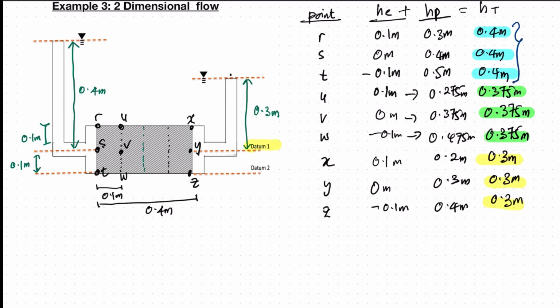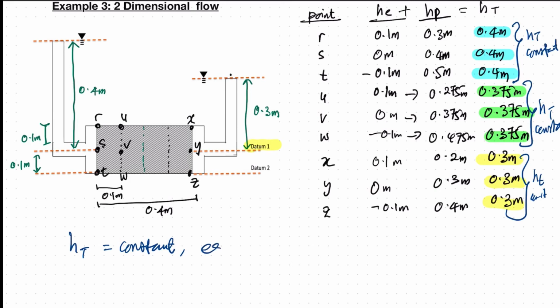this HT, total hydraulic head, is constant, and this one HT is also constant. So when HT is constant, this is called an equipotential line. So in this example, you have 1, 2, 3 equipotential lines. So that's how you conclude.